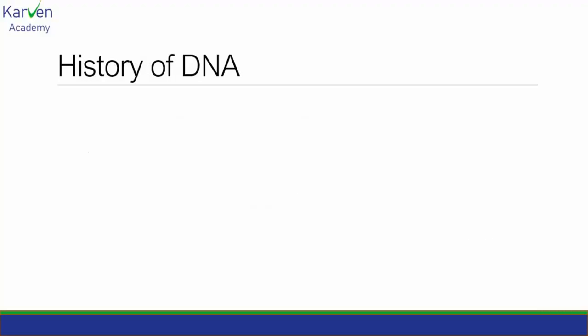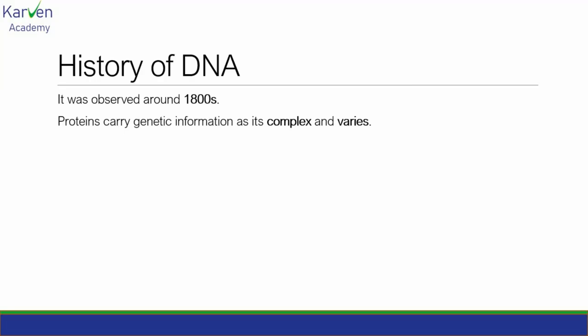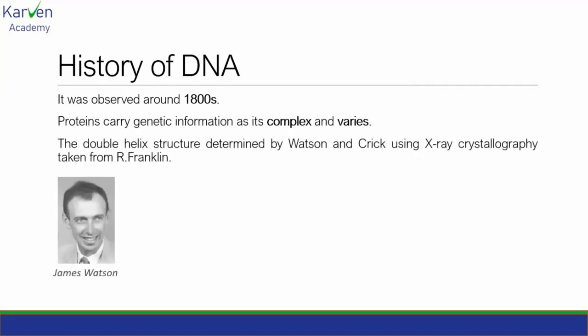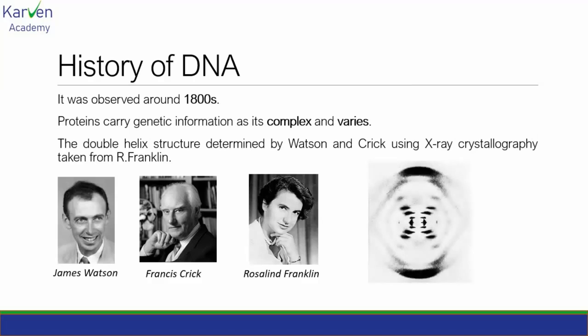The history of DNA does not need to be known in great detail, but I have summarized the main points. DNA was observed around the 1800s, and many scientists believed that proteins carried the genetic information because they were complex and varied. They had many different primary structures, so they were much bigger than DNA molecules, so they had to carry the genetic information.